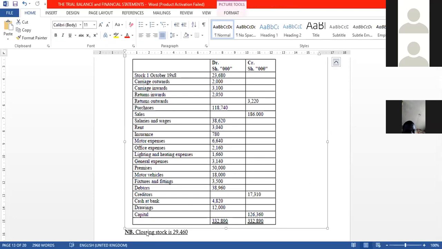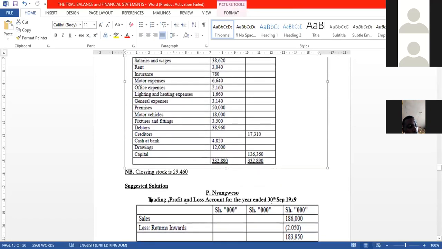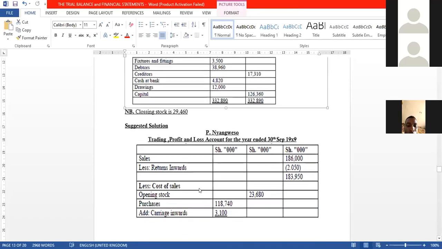I hope you've included this information here: NB, closing stock is 29,460. I hope you have included that. And therefore, with that information, then we can start with this.